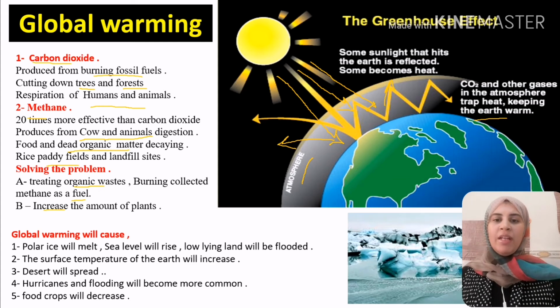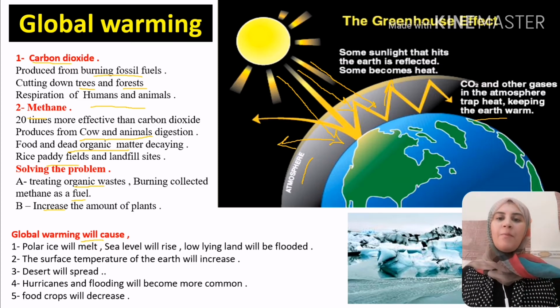What will happen when global warming increases? Global warming will start to melt ice, will start to melt polar ice. Sea levels will increase, so we will have a small amount of land for planting. We'll have a small amount of land to use. The surface of the earth will change. The temperature of the earth will increase.